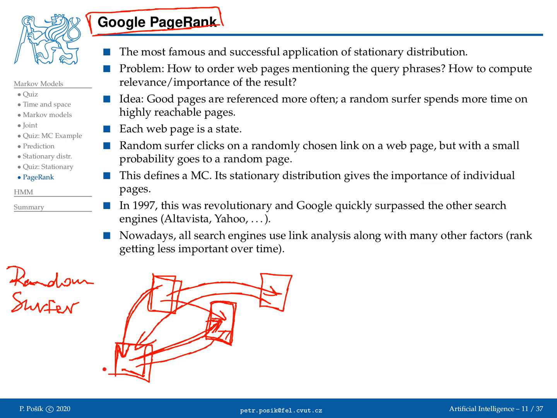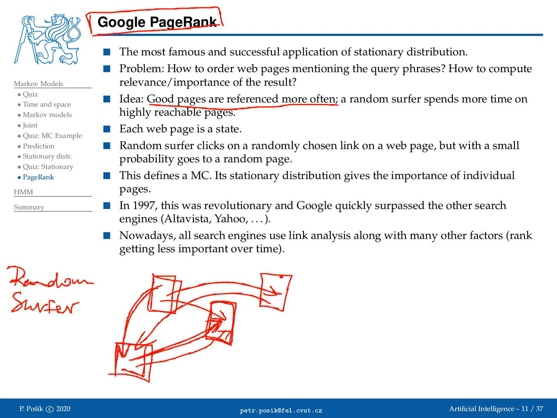And if you do that for a long time, then the number of visits to individual pages is proportional to the importance of the page. At least that's how it is defined. And it can be shown that it is the stationary distribution of a Markov chain, where the transition models are modeled with the number of links between the pages. So the good pages are referenced more often, and they will then have precedence in the final ordering at Google.